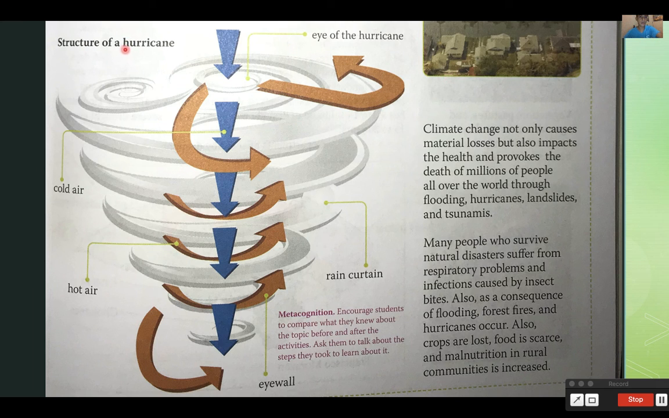Okay, the structure of a hurricane, you can see over here, la estructura de un huracán. This is the eye of a hurricane. Este es el ojo de un huracán, donde está la parte más fuerte del huracán. The rain curtain, esta se llama la cortina de lluvia. Todo esto que vemos aquí en blanquito. And the eye wall. Y todas estas flechitas que tenemos aquí es el aire caliente que va subiendo y subiendo y subiendo. Lo que va bajando es el cool air. Eso es lo que hace que se vea como un tornado.